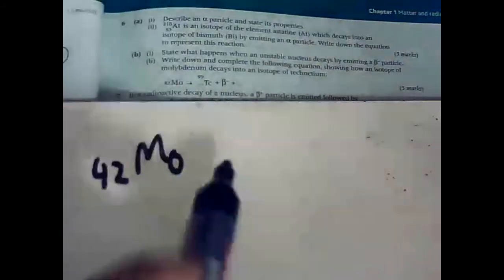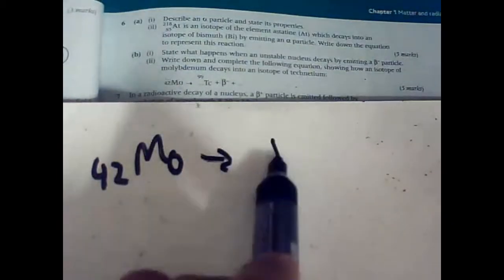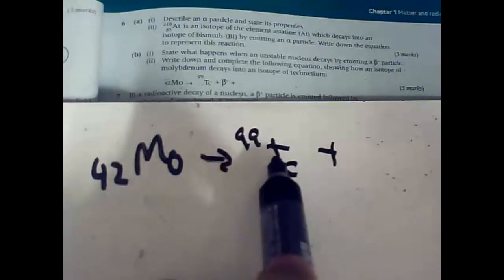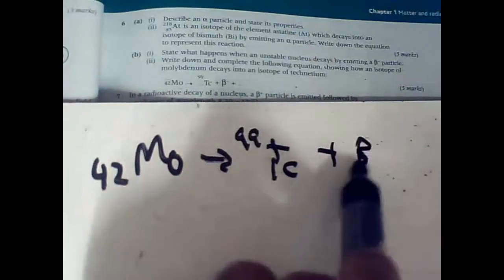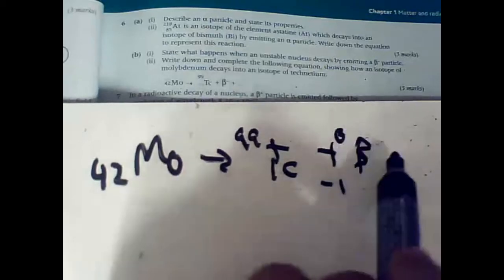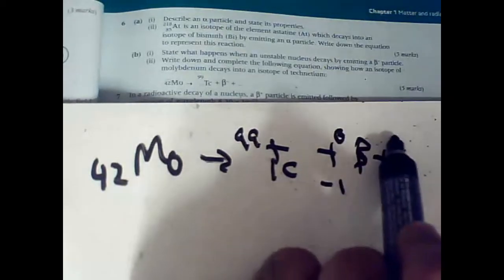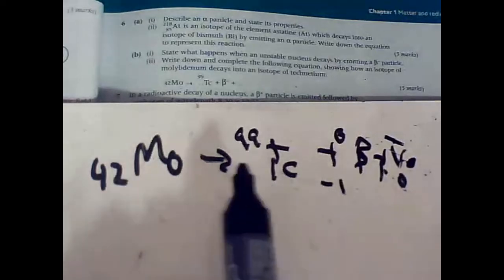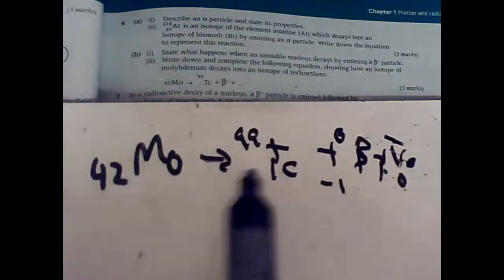The next question says, write down and complete the following equation showing an isotope of molybdenum decaying into an isotope of technetium. So it's just a classic beta decay equation. We're going to start with Mo over here, with 42. This is going into technetium 99. We do know about beta. Beta is just 0, -1, with 0 up top, and then we have the anti-neutrino, which we don't need to worry about because it's just 0, 0. Okay, cool. So let's try and fill in these gaps. If we've got a -1 here, that's got to be 43.